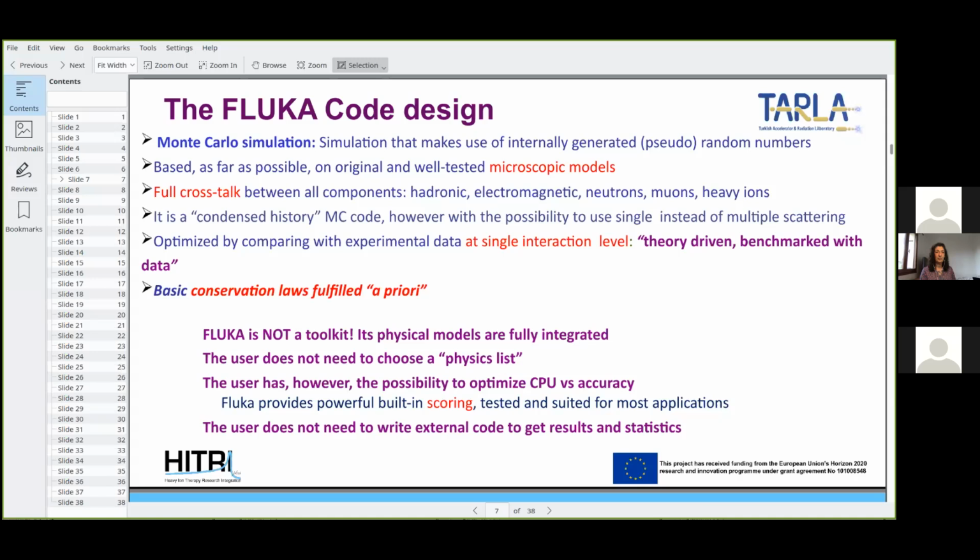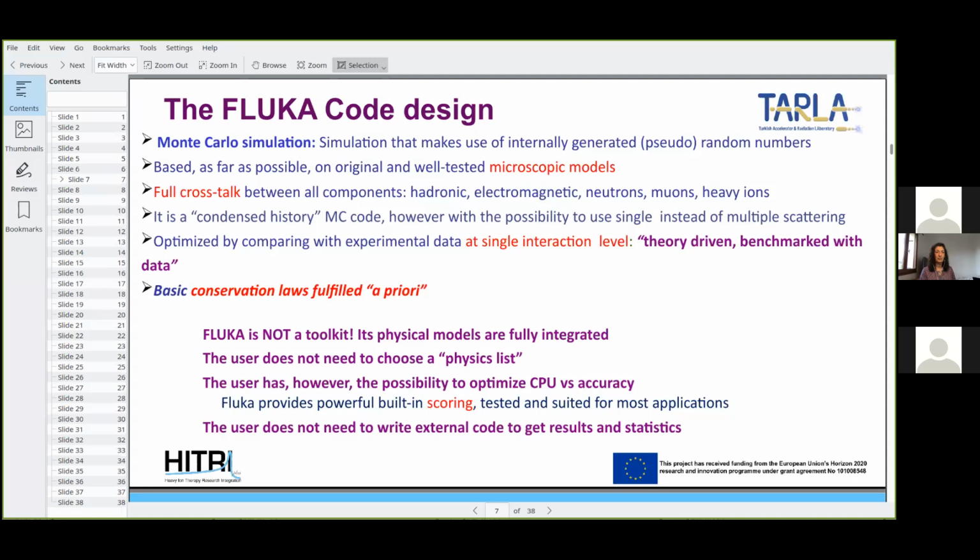The advantage of FLUKA is that it integrates all these physical models, so you don't have to care specifically if you're using this or that physical model, as you would in other programs. Here, they're all integrated, so you don't need to choose a physics list. You have a preset which suits your application best, and there you have a couple of choices.